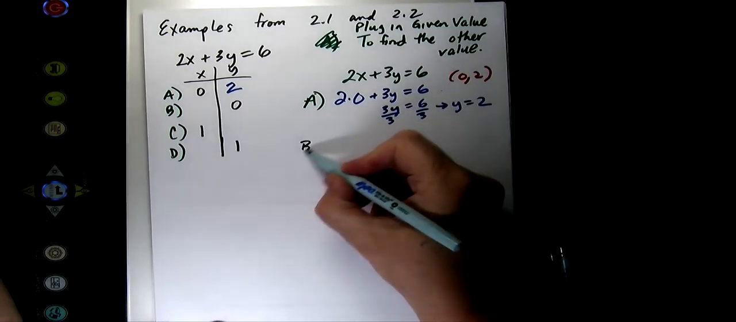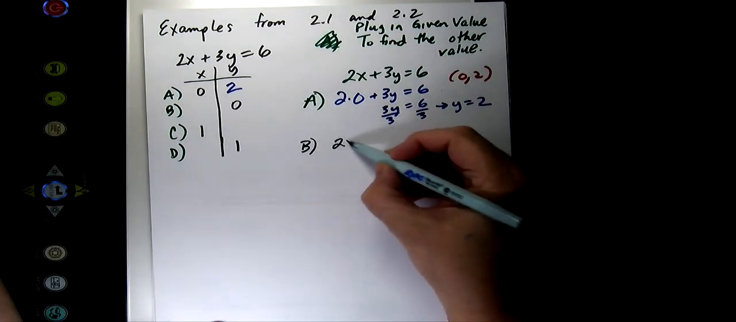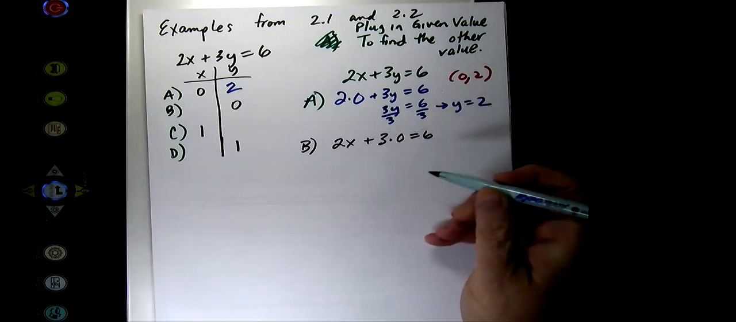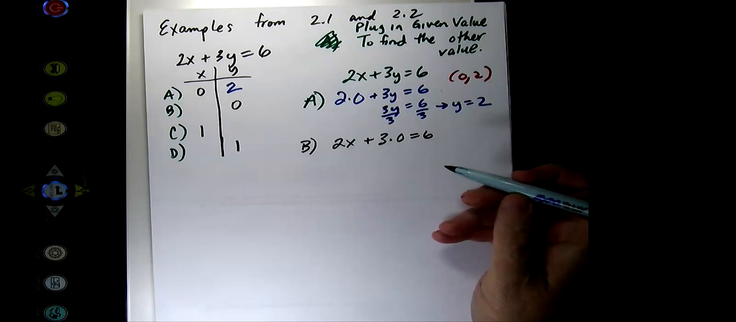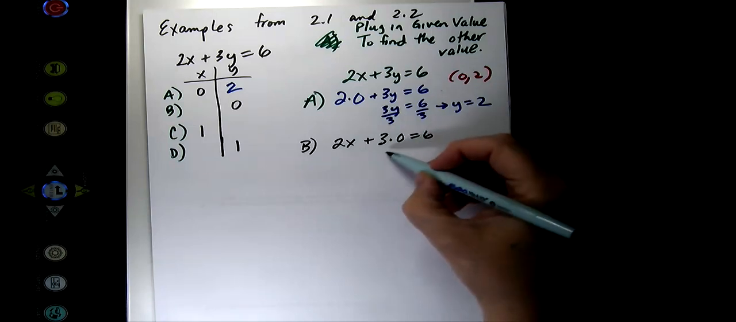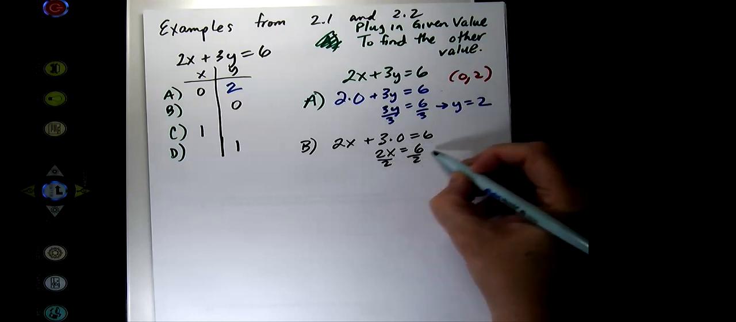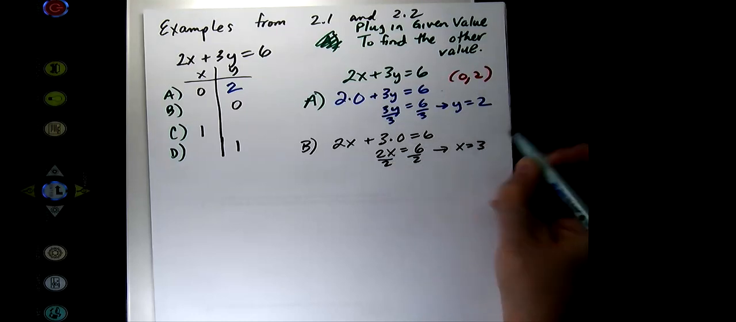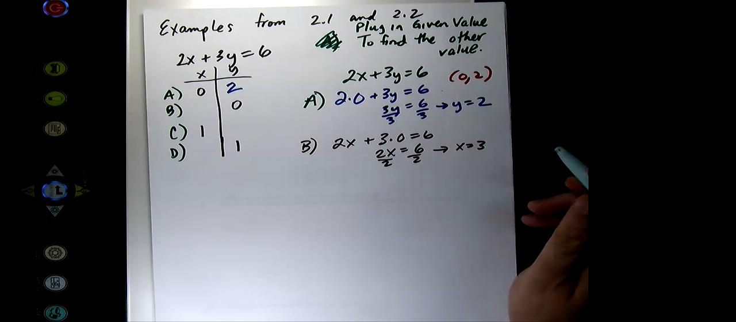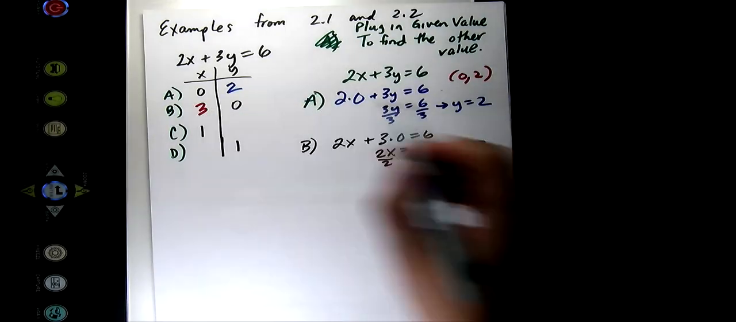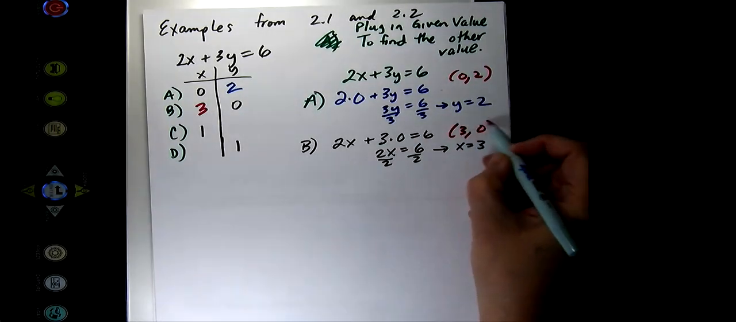Then we'll do the other one. I'm plugging in 0 for y, and I get 2x equals 6. Divide by 2 and I get x equals 3. That gives us the ordered pair 3, 0.